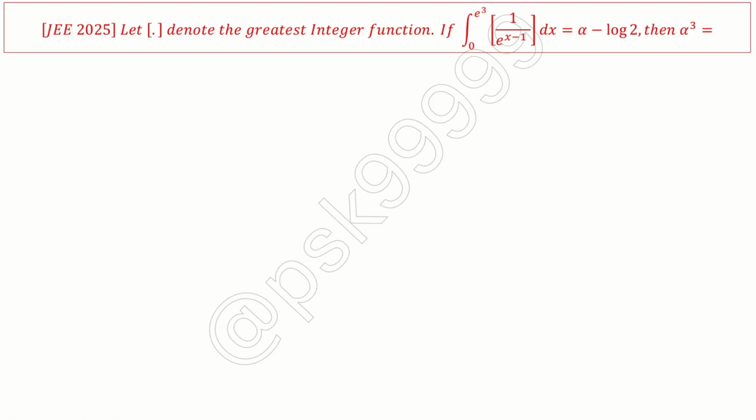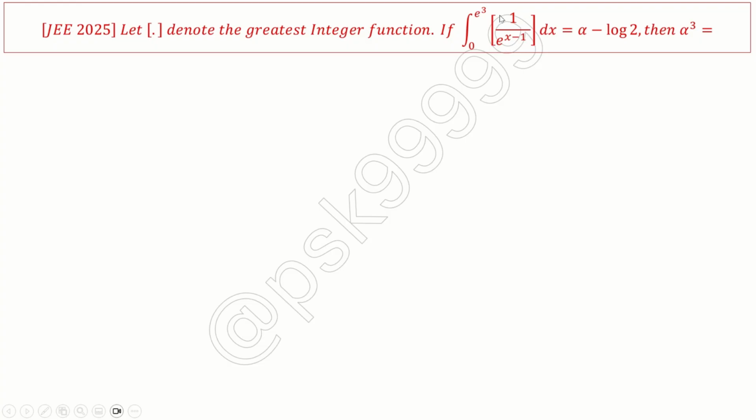Let the square bracket denote the GIF function, greatest integer function. If the integral from 0 to e cube of GIF of 1 by e to the power of x minus 1 dx is equal to alpha minus log 2, then what is alpha cube? First thing is to simplify this one. Don't keep a denominator and numerator here. This is nothing but e to the power of 1 minus x.